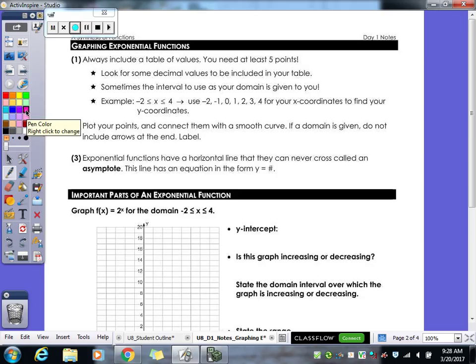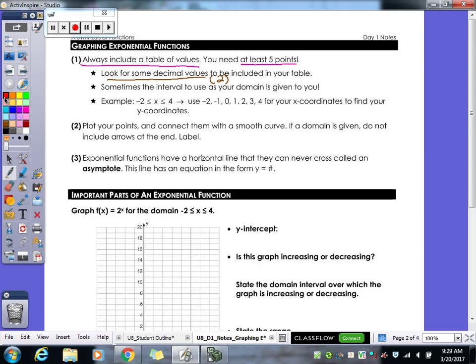So, graphing our exponential functions. Let's take a look at the back of that first page. You always need to include a table of values. I've been telling you that all year, table of values. Unless you're graphing a line, you could tell me m equals, b equals. For your exponential functions, you need to have at least 5 points. You can have more than 5 points, but you need to have at least 5. In your table, this is the only one you need to include some decimal values. I say you only need to have 2 decimals. So since we need 5 points total, if 2 of them are decimals, the other 3 should be what? Whole numbers.